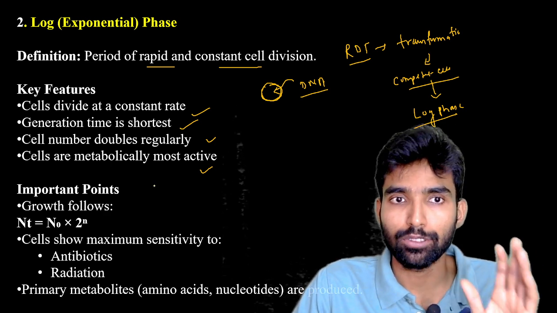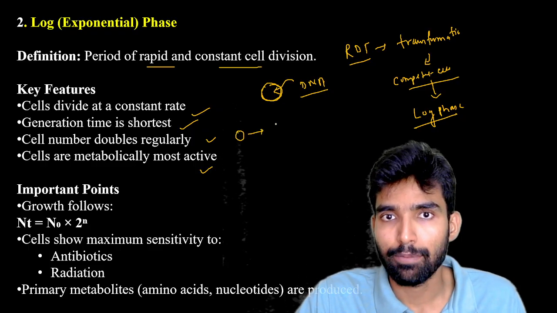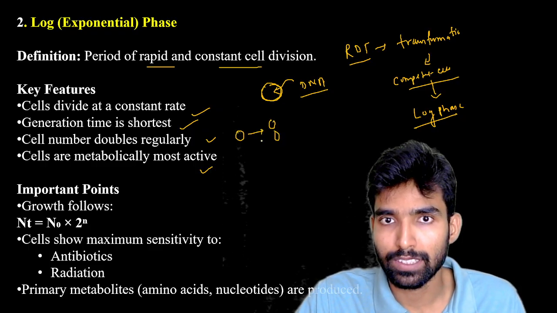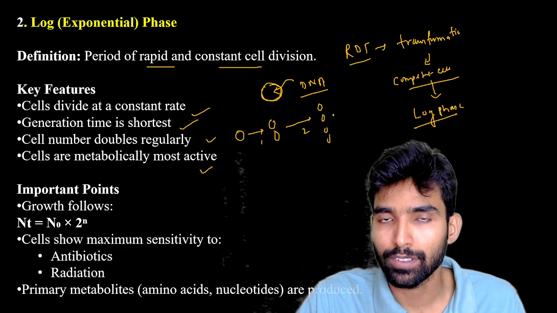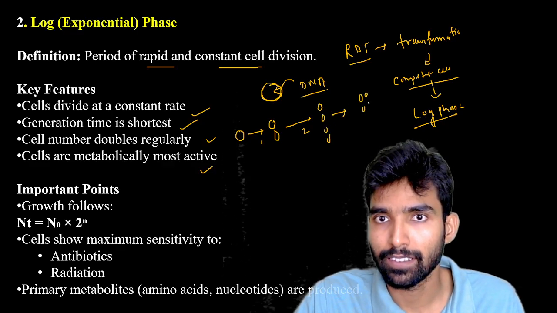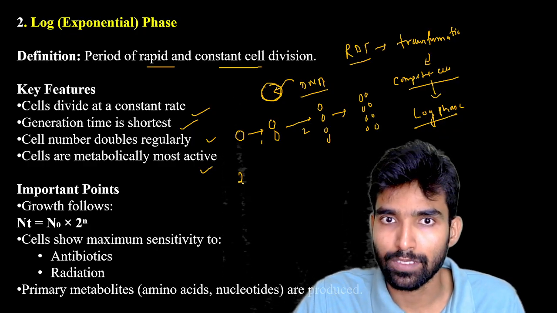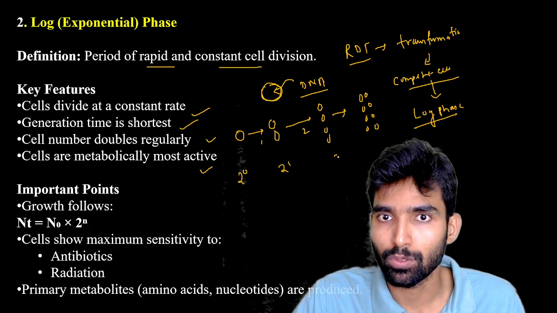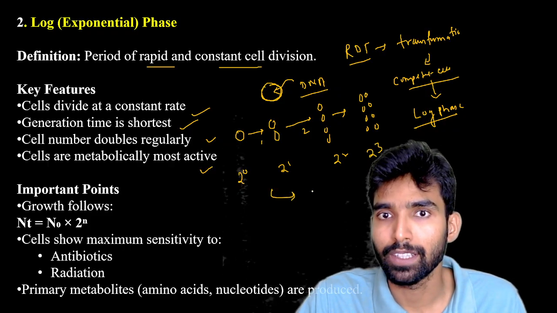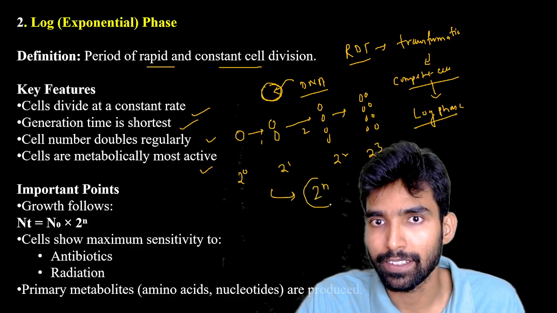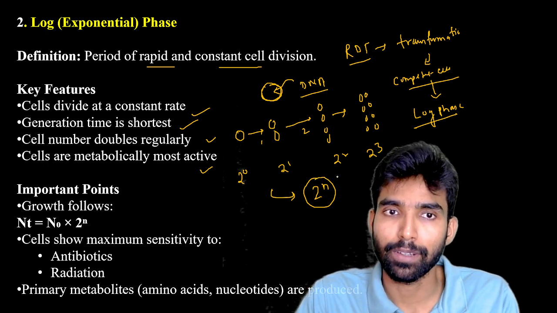And now a few points that you need to remember. Let's say right now one cell is there, right? After one generation it's 2 cells. After 2 generations it's 4 cells. After 3 generations it's 8 cells. That means this is 2 to the power 0, 2 to the power 1, 2 to the power 2, 2 to the power 3. So after nth generation, what will it be? 2 to the power n, right? After n generations, the total number of bacteria will be 2 to the power n.